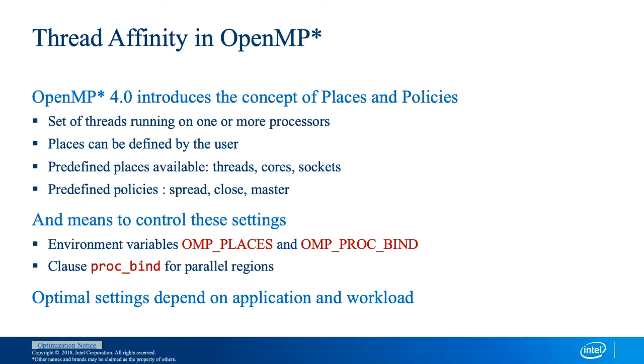OpenMP 4 introduced the concept of places and types of policy bindings. So places are where you can locate your threads during runtime, and how the threads are positioned inside those places, how free they are to jump around, and so on. And this is controlled with two environment variables called OMP_PLACES and OMP_PROC_BIND.